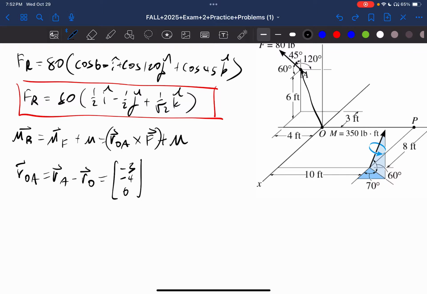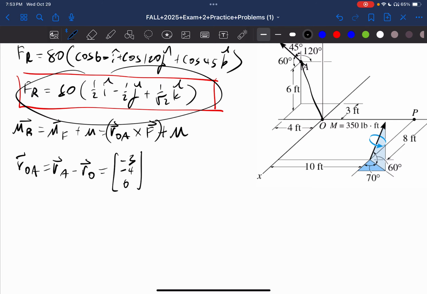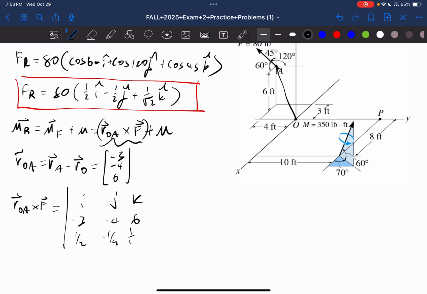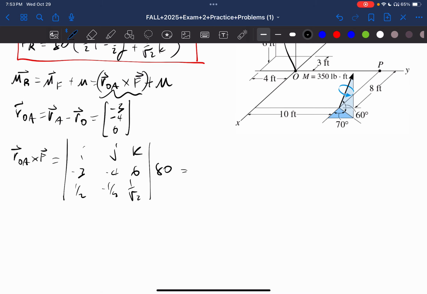So okay, now we need the force, which we have right here, I think, right? Yes. Okay, so let's do our cross product. So let's do this part right here. So ROA cross F is going to be equal to the determinant with i, j, k, then ROA, which is -3, -4, 6, and then the force, which is 80 times 1/2, -1/2, and 1 over square root of 2. Looks about right.